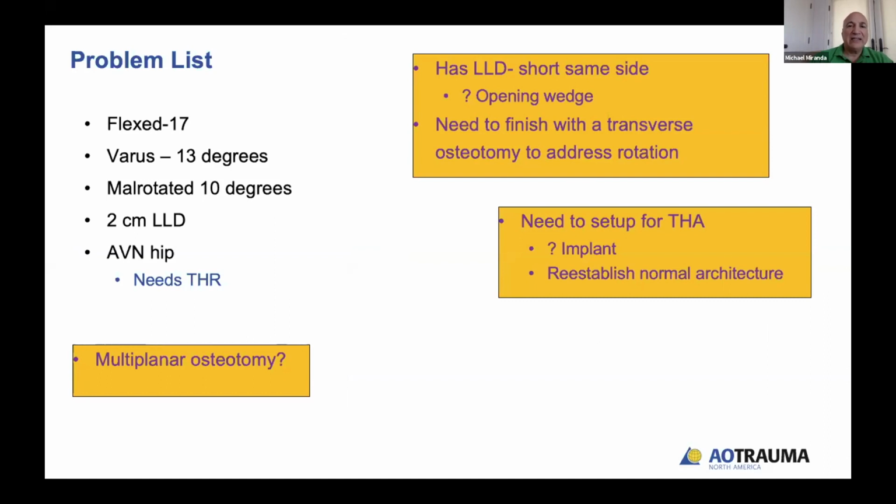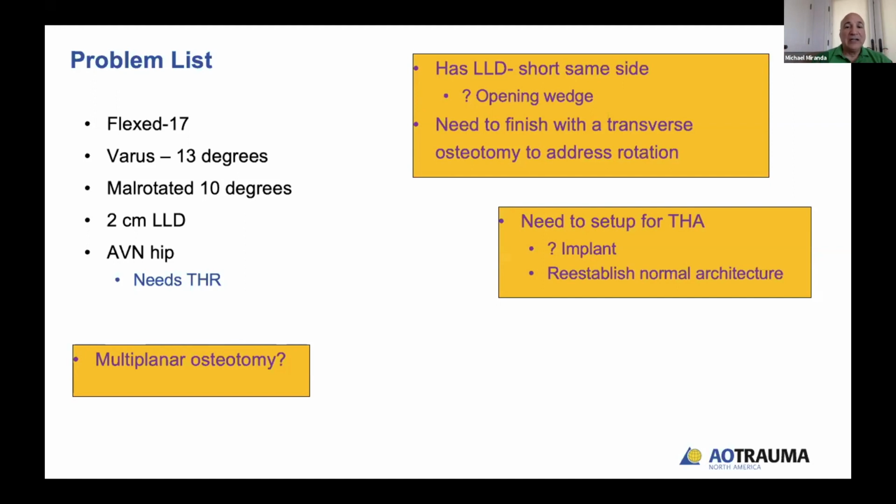But the reality is that if the only way to resolve that is to create an opening wedge, well, opening wedge osteotomies in the lower extremity are inherently unstable. Plus, it's very, very difficult to do rotation because you'll have very, very little bony contact. So unfortunately, I can't do that. I'm going to have to do a closing wedge osteotomy.